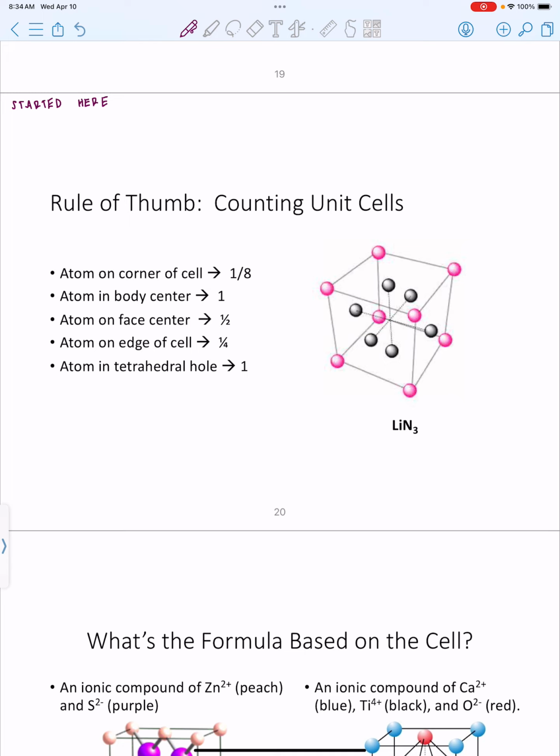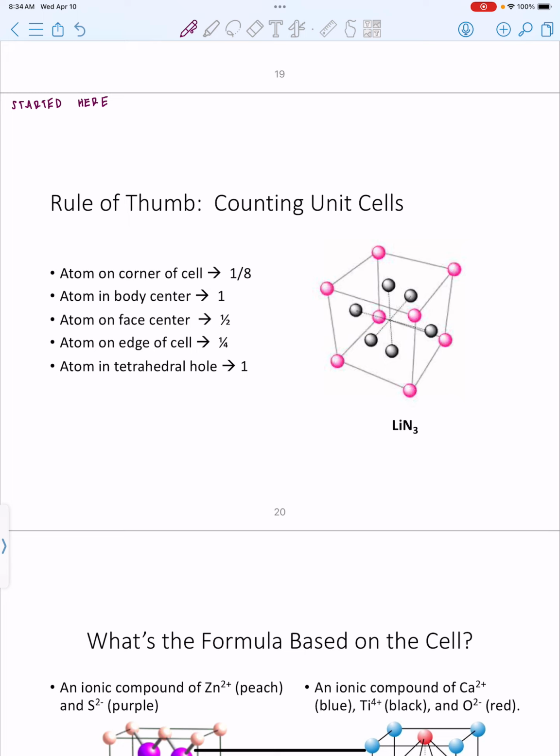Keeping in mind that there are really only going to be 2 types of unit cells that I'm going to ask you to think about for ionic materials and be familiar with. We'll hit them, and I'll talk about them momentarily. But for something like this, this is the unit cell for something like lithium nitride. Lithium nitride is a common material.